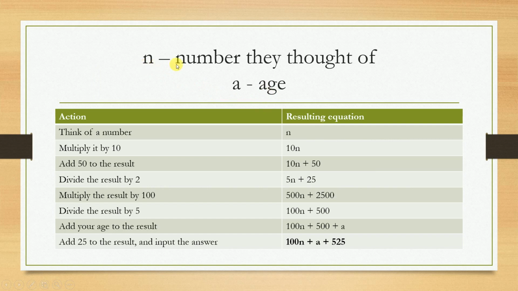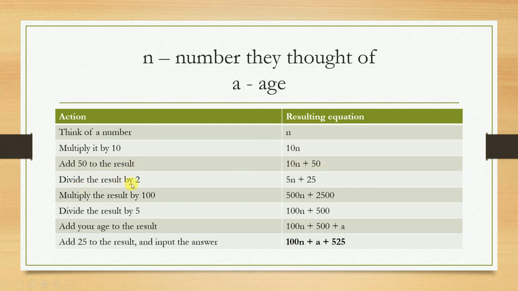Let's represent n as the number they thought of and a as the age. So we try to make an algebraic representation of what we tell them to do. First we tell them to think of a number, so our resulting equation is n, and then we tell them to multiply it by 10, so our resulting equation is 10n. Remember, when they think of a number, they don't tell us, they just think of it. So moving on, add 50 to the result, so our equation is now 10n plus 50.